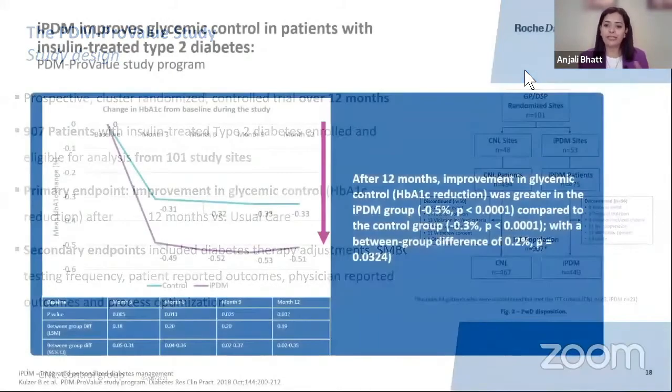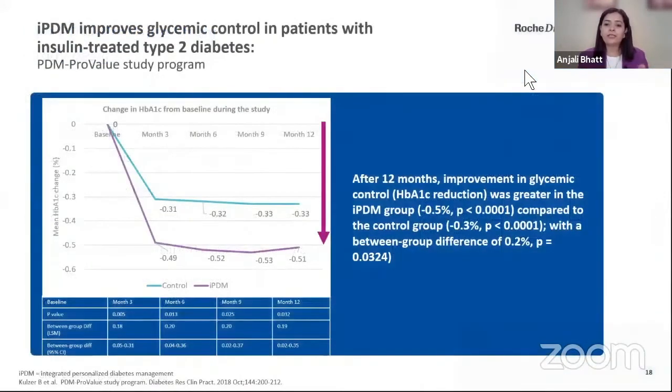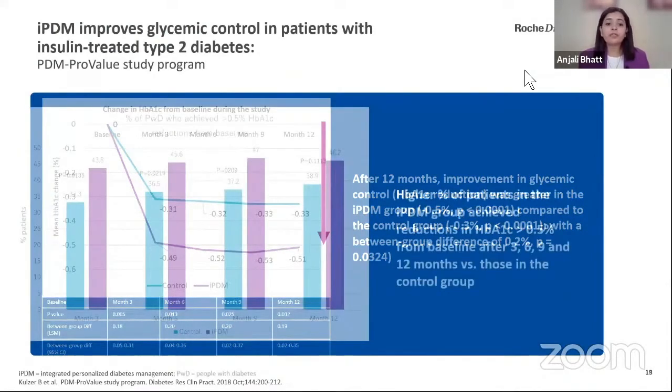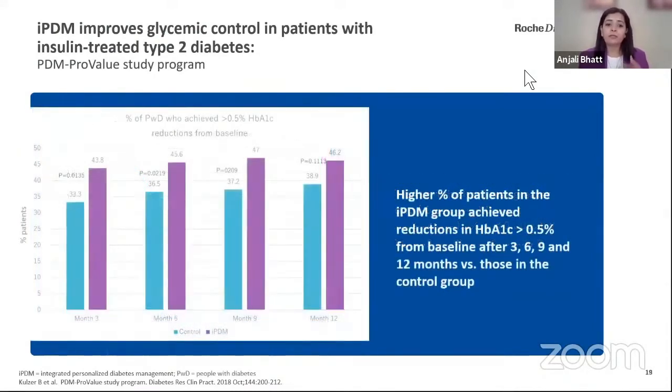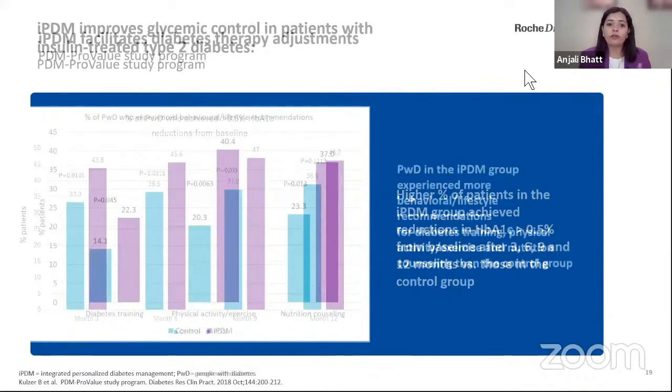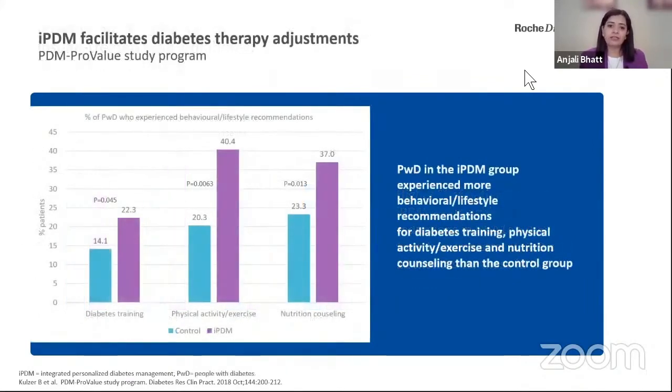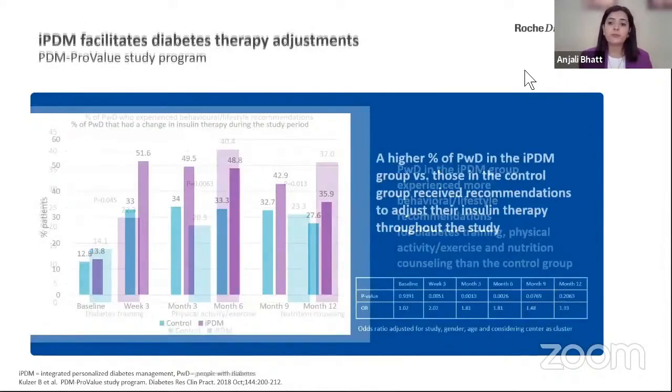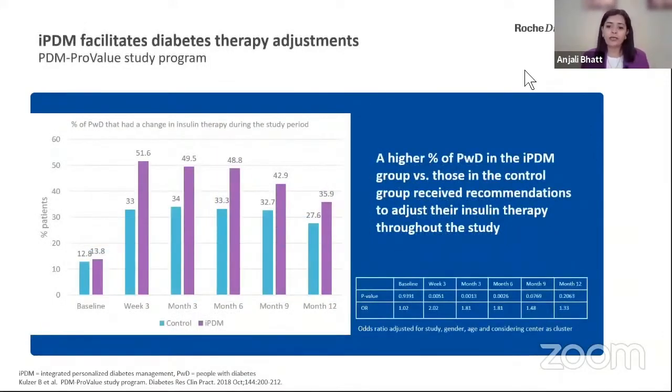And what they showed was that there is a statistically significant improvement in the glycemic control in terms of HbA1c. There was improvement in persons who achieved the HbA1c in the target. There was improvement in patients who followed the behavioral and lifestyle recommendations. There was an improvement, especially in patients who are treated with insulin.